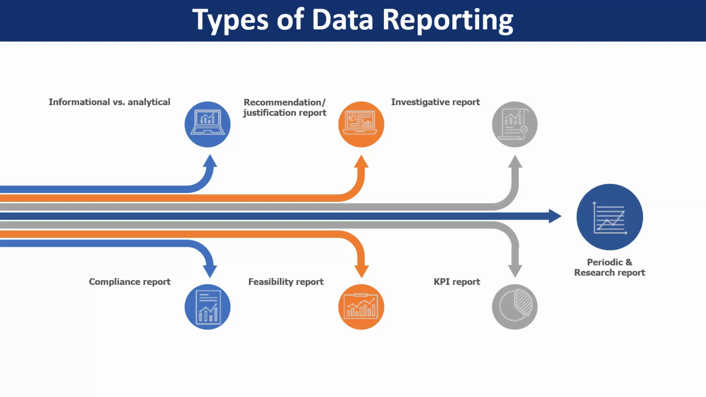Then we have the feasibility report. A feasibility report has to do with evaluation. It's for you to evaluate a particular situation to look at whether something is possible to happen or possible to be applied within a particular context. That's what this feasibility report is all about. It is for you to evaluate something to see, okay, can we do this or not?